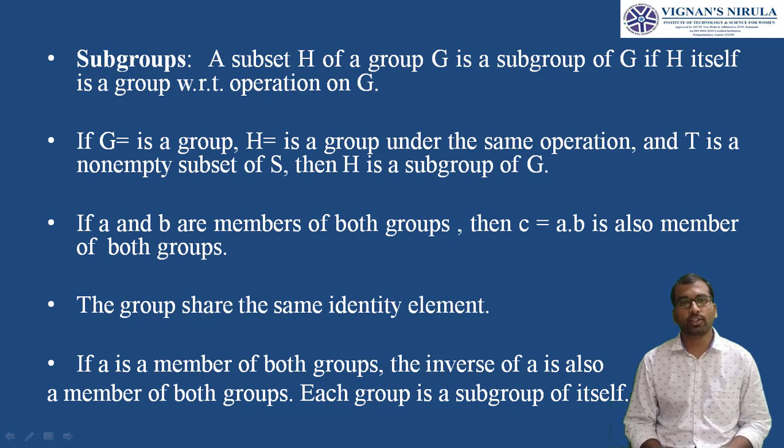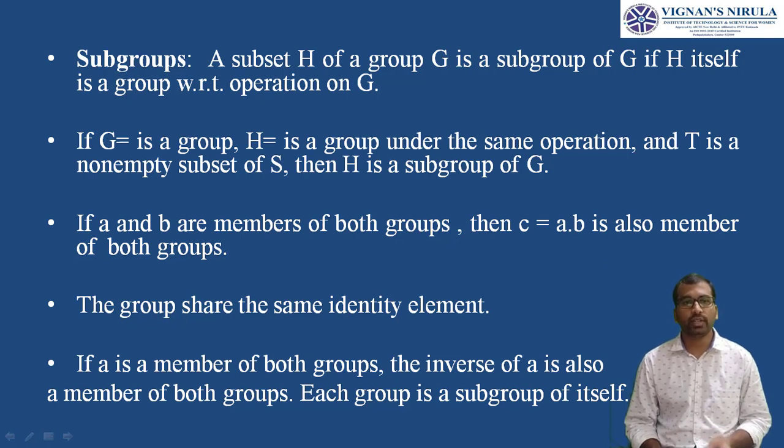We have the characteristics of subgroups here. If A and B are members of both groups, then C equals A dot B, which is also a member of both groups. The second one is that the groups share the same identity element.